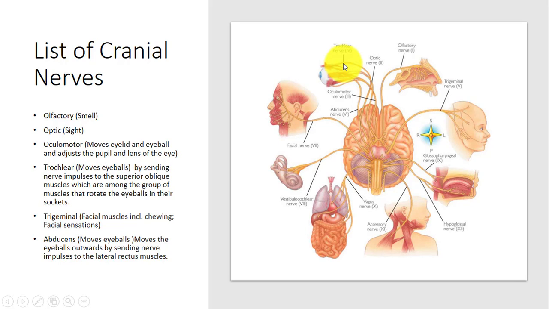Then you have trigeminal. Trigeminal is this one right here. The trigeminal nerve handles the facial muscles, which includes chewing and facial sensation. If the patient has a loss of chewing, their trigeminal nerve is affected. And the trigeminal nerve is the 5th nerve. You have to know the numbers too, okay?